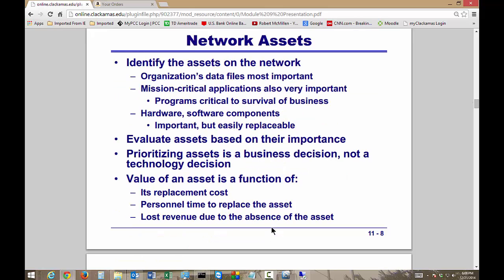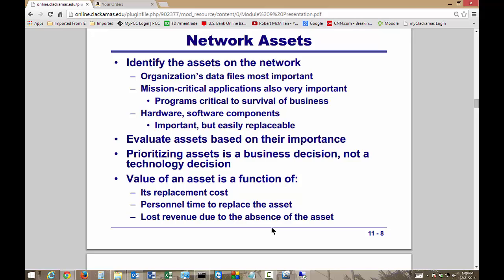Network assets: identify the assets on the network. Sometimes people don't even know what assets they have until those assets go down or go away, and they realize how important they were to their business. Mission critical applications are also very important. Hardware and software components are important but are easily replaced, but it's the data that is the most important.